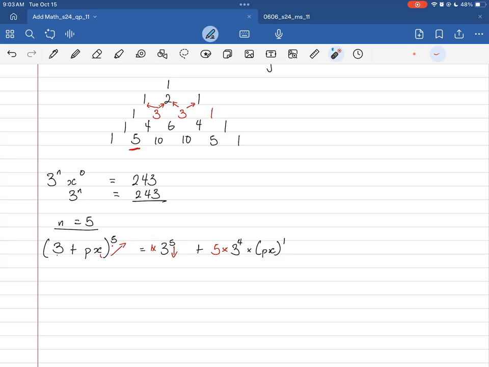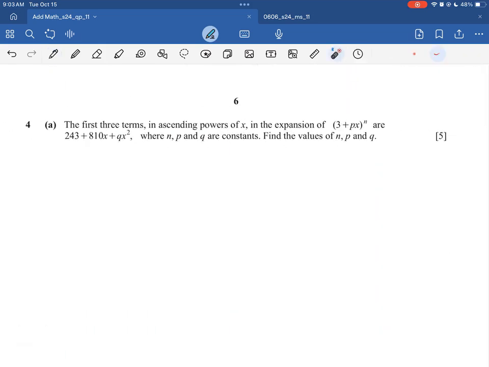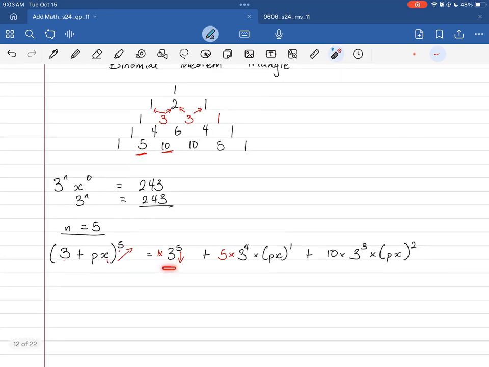This is 4 plus 1, which is 5. So your next term will be 10. That's because you have 10 here, 10 times 3 to the power 3, because you had 5, 4, 3 times px to the power 2. Again, 3 plus 2 is 5. You can go further from here, but remember in your original question, you're just working with the first 3 terms, so you don't need any more values from here.